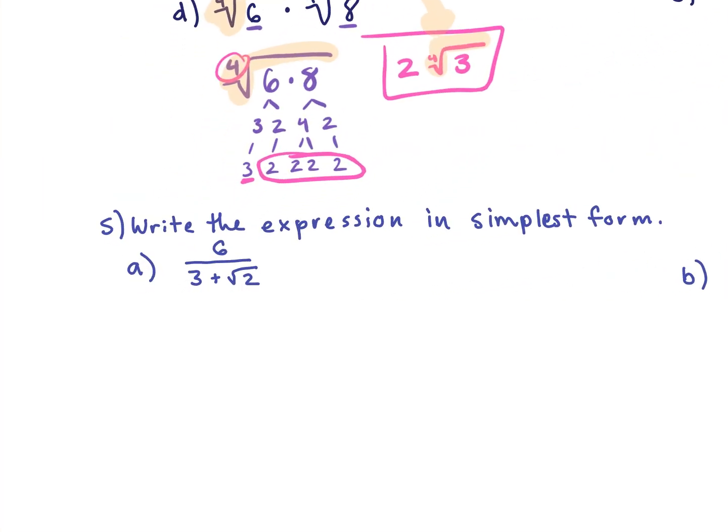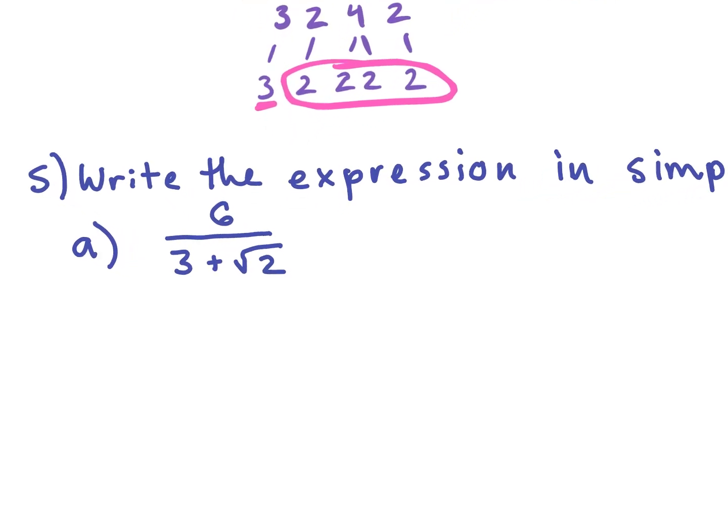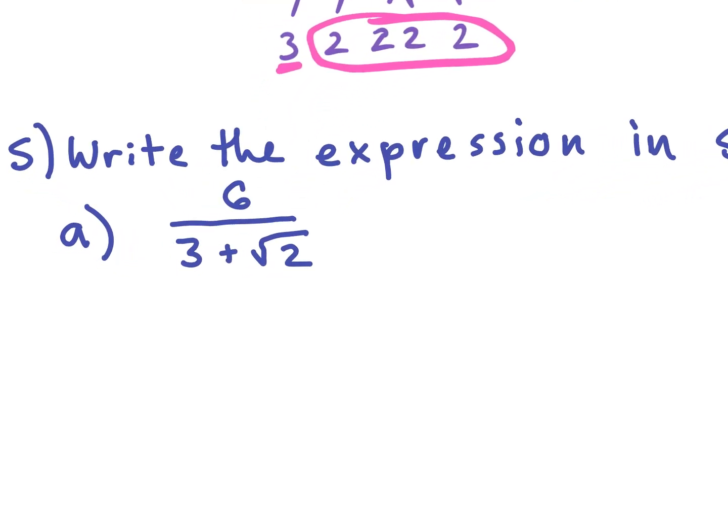Number 5. We have to write the expression in simplest form. So what do I need to do to simplify? I can't leave my radical in the denominator. So what can I do to get rid of it?